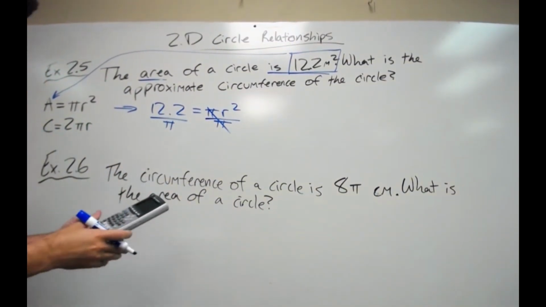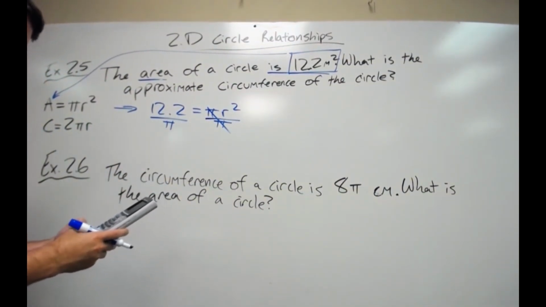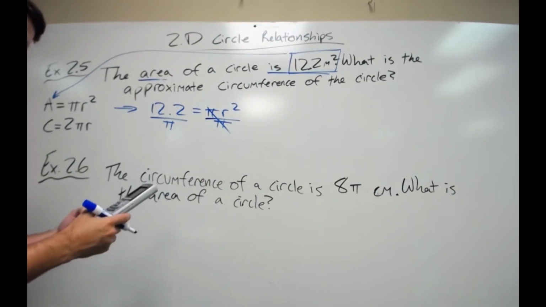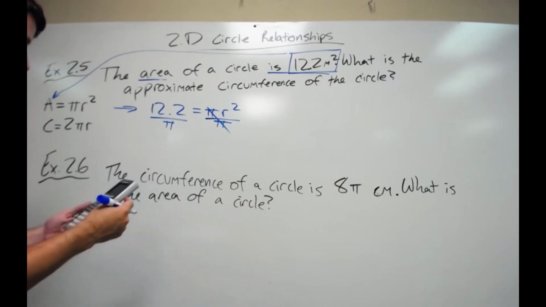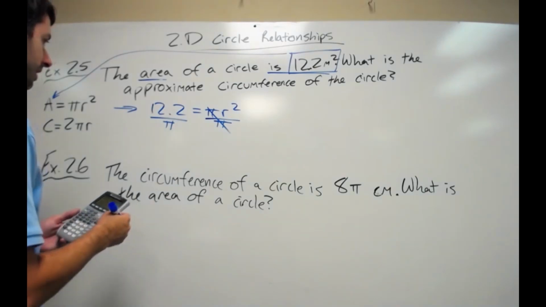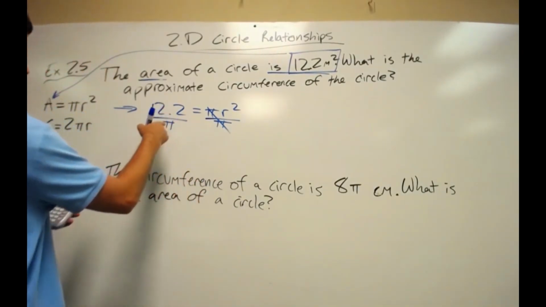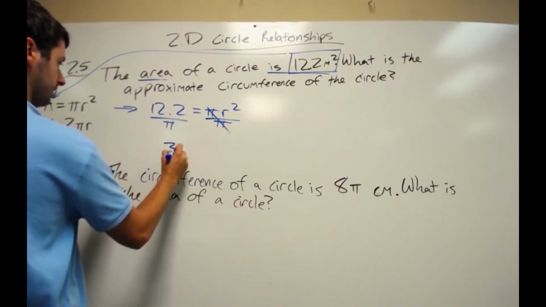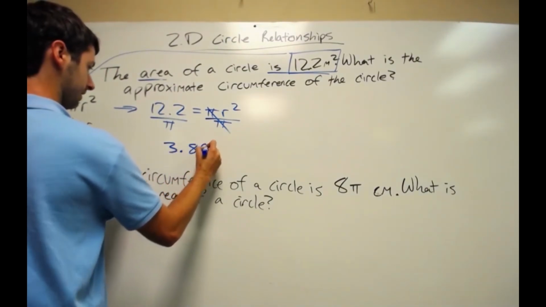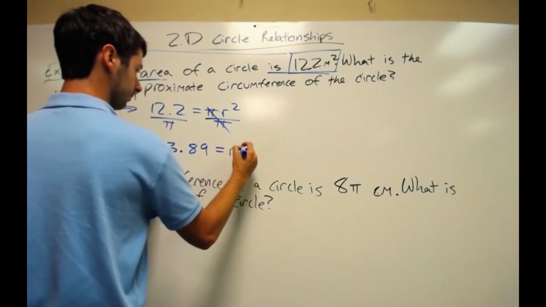Use my calculator. 12.2, I'm going to go ahead and just divide by 3.14. That is 3.89, and I'm rounding. So 12.2 divided by pi is 3.89, and that equals radius squared.